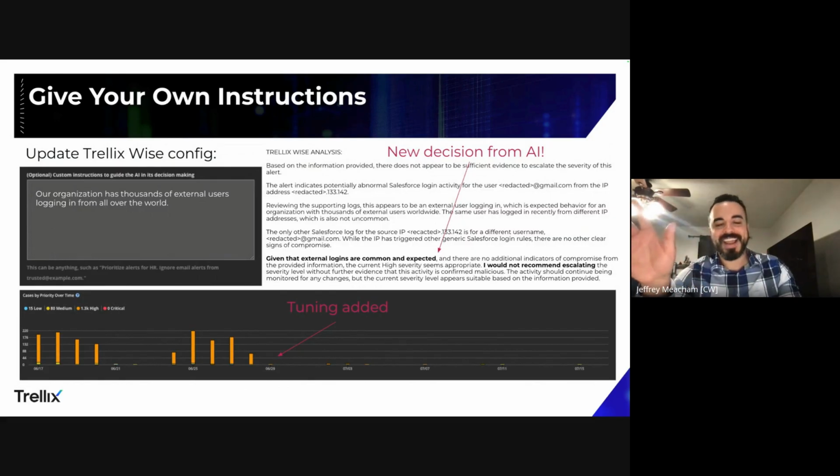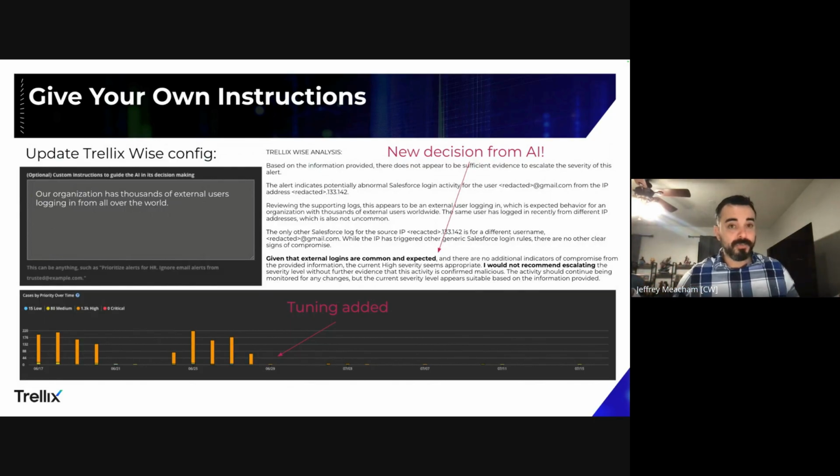Now, on the other hand, one of my most favorite things about Trellix Wise is it's not just a magical black box. You can actually talk to it. You can give it custom instructions that really shape how it evaluates the activity in your environment. So in this example right here, the AI flagged Salesforce login activity from multiple IPs as suspicious. And to be honest, that would be kind of weird if suddenly we had people logging in from all over the world into our environment.